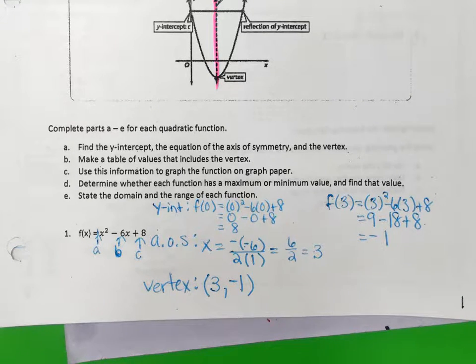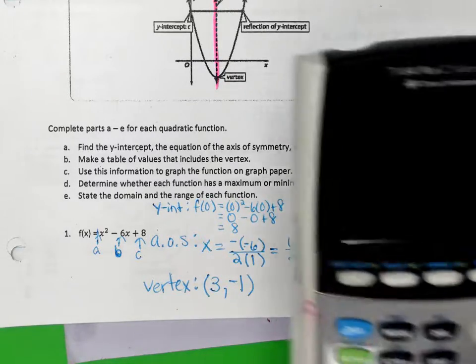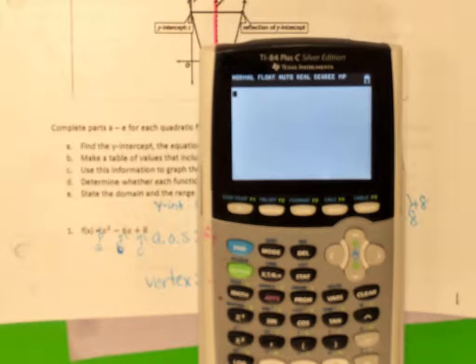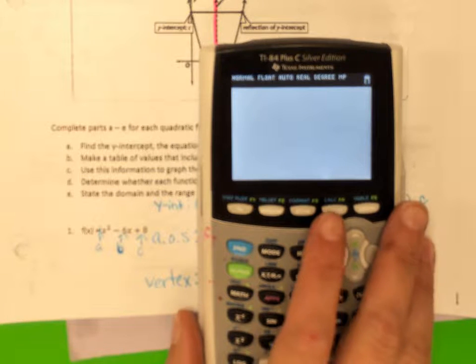Now what's it tell us to do? Now we make a table of values, but dun dun dun. Your calculator will do it for you, people. All right, so turn your calculator on.